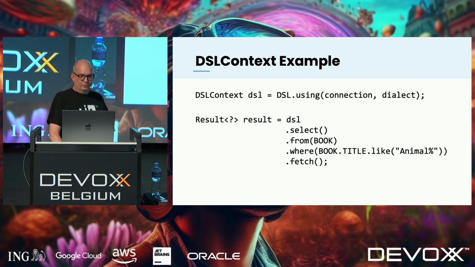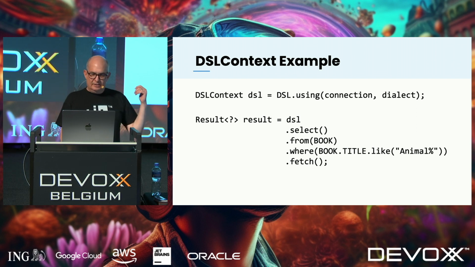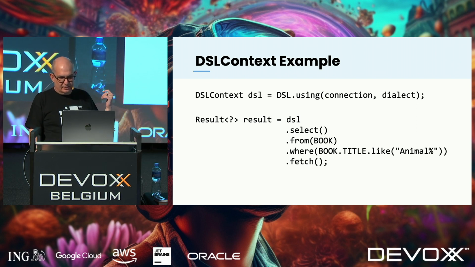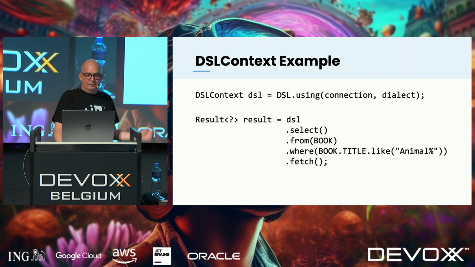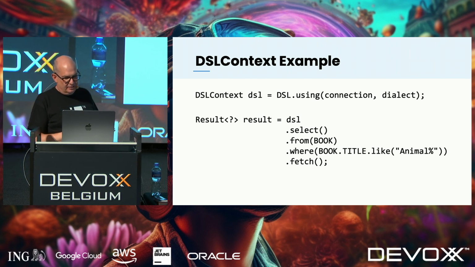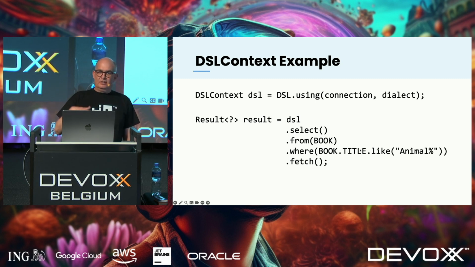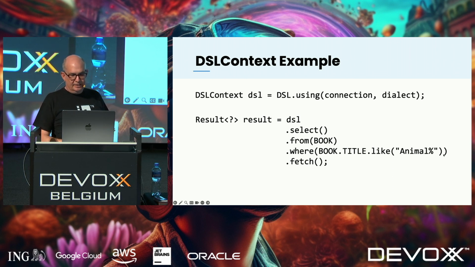So that means we can do DSL select. If you don't add any columns there, it's the same as select star. Then we have from, and the book here is now the constant from the book class. And then we can go ahead and create a condition, for example. We can have book that has a column title, and the book is of type table, by the way, and title is of type field. So field has a lot of methods like greater than, equal, and so on. And here we do a like with an animal, and the fetch returns a result.